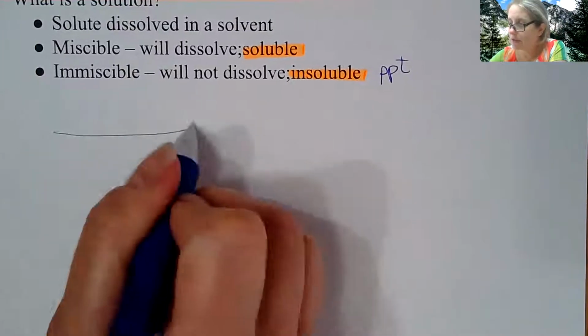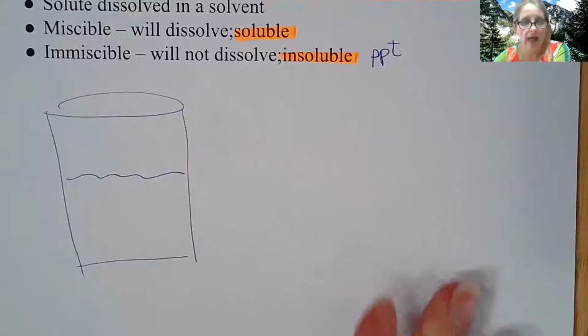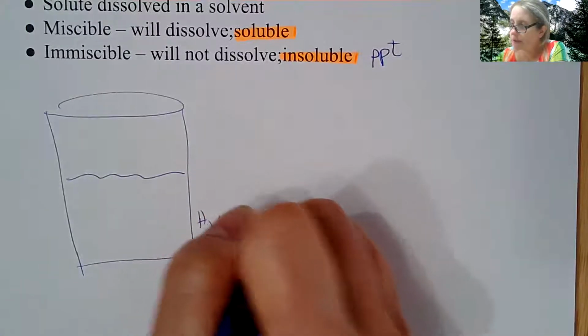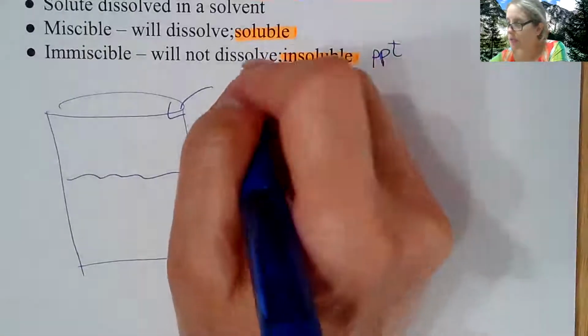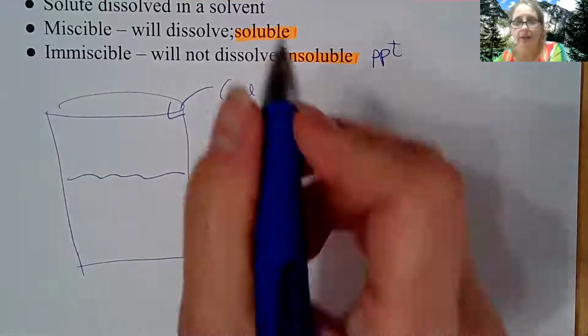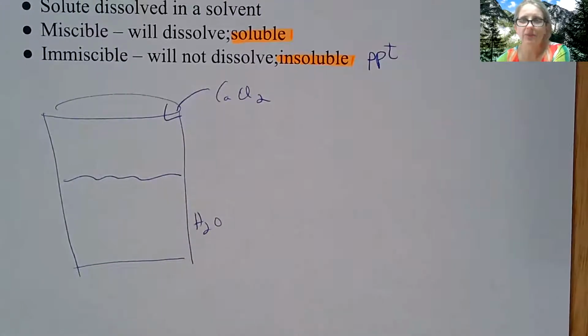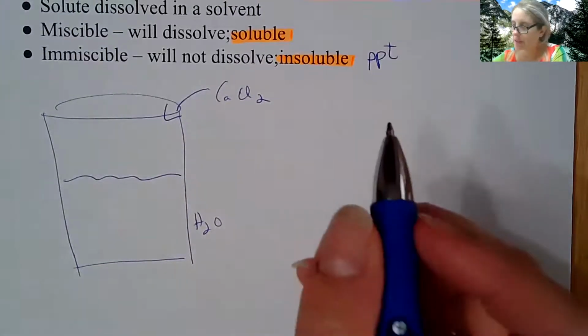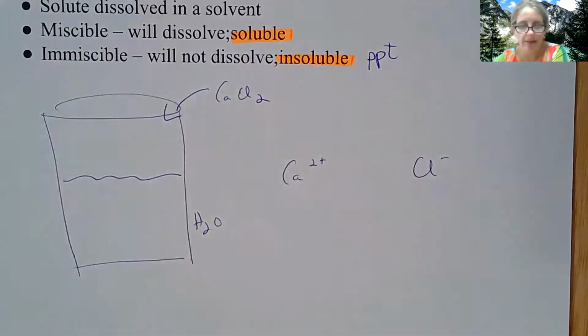So in your notes, draw yourself a beaker. Okay, and in this beaker, you're going to have water and you're going to put in a solute. So this is calcium chloride that I'm going to put in there. So again, we talked a little bit about this first semester, so this is kind of a review. So I have calcium ions and I have chloride ions.